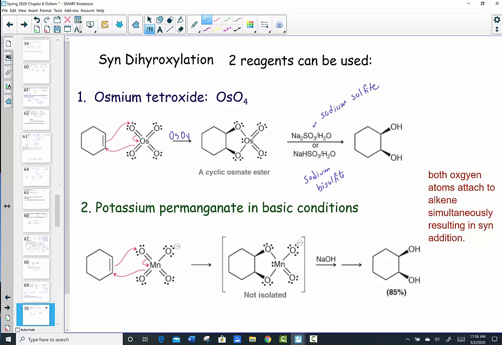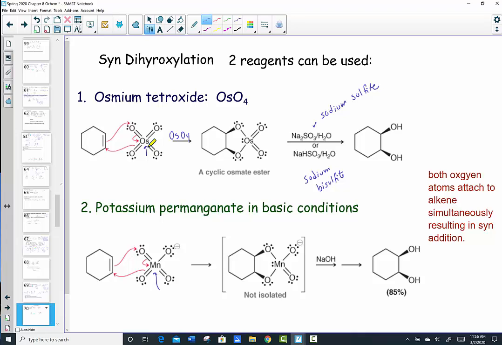In the second, potassium permanganate, notice this is a very similar setup. One has the center group of osmium, the other has the center group of manganese, Mn. And we end up with about an 85% yield of syn addition in a basic workup.